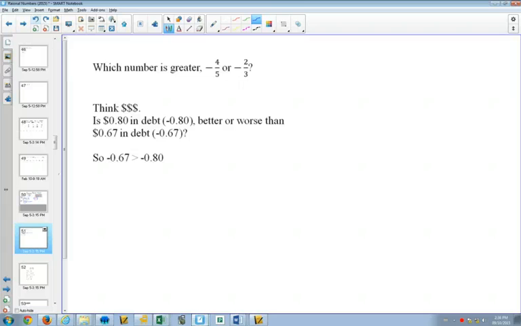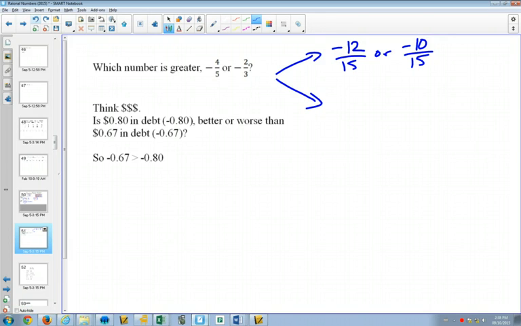Now, with negative numbers, we can do the same thing. We can change them both to decimals or change them both to fractions. If we change them to fractions, we'd have negative 4/5 and negative 2/3. This would be negative 12 over 15, and the other one would be negative 10 over 15. Which one is bigger now?